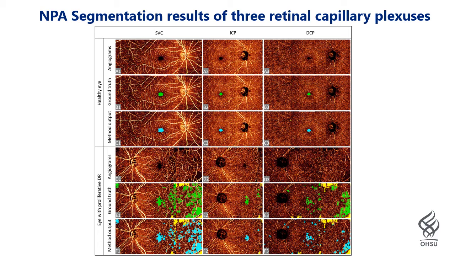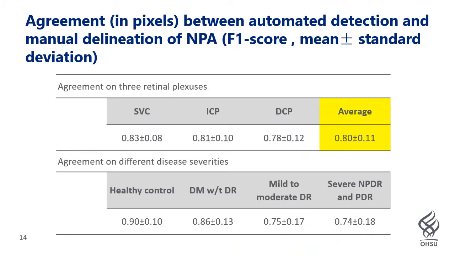We can see the network works well on both healthy controls and eyes with DR on the wide-field OCTA. In the deeper capillaries, the network also detected NPA and shadow artifacts correctly. We evaluated the agreement between the output of the network and the ground truth of NPA using the F1 score. The results showed our algorithm achieved high performance on all 3 retinal plexuses, and the average accuracy is 0.88. Our method also shows high performance on different severities of DR.